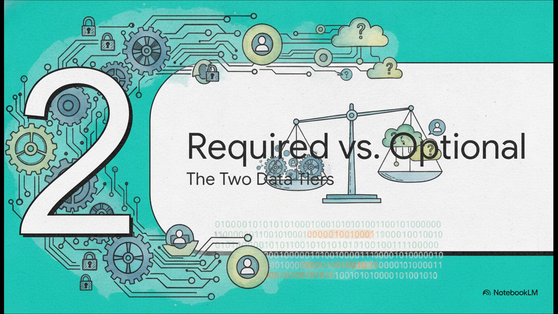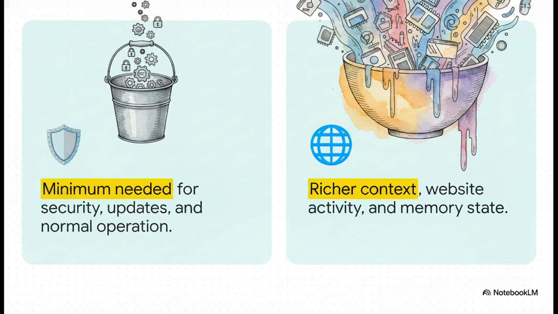Moving right along to Section 2, required versus optional data. So, the crucial thing to grasp here is that Microsoft explicitly divides this data flow into two very distinct buckets, and the difference between them is massive. Over on the left, we've got required data. They describe this as the absolute bare minimum needed to keep your device secure, updated, and just functioning normally. But on the right, we have optional data. This is where the lens really widens. It pulls in richer behavioral context, usage signals, website activity for certain components, and enhanced crash reports that can actually include snapshots of your device's memory.